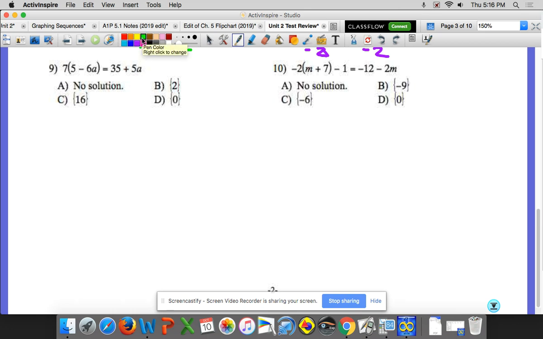All right, so here we are with number 9. So once again, we have parentheses. So the first thing we're going to do is to eliminate those, and we're going to eliminate that by distributing.